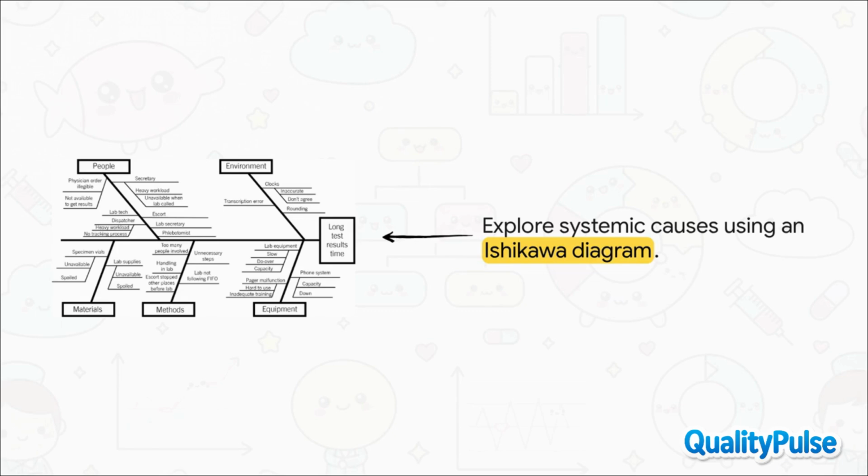We look at the methods. Are there unnecessary steps in the approval protocol? We look at the environment. Is the pharmacy totally understaffed today? Notice the major bones branching off the spine of the diagram here: people, process, equipment, environment, materials, and measurement. A fishbone diagram generates possibilities and maps out systemic vulnerabilities. It doesn't definitively prove causes, but it points us right toward them and away from single points of failure.